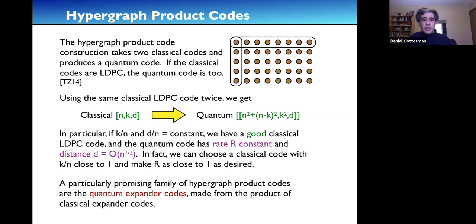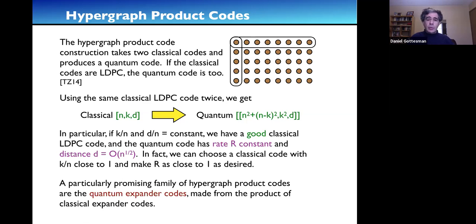So in particular, if you take an [n, k, d] classical LDPC code and you take the hypergraph product with itself, then you get a quantum code that has n squared plus n minus k squared physical qubits, so order n squared physical qubits, k squared logical qubits. So the rate is order k squared over n squared, which is the square of the classical rate k over n. So if k over n was constant, then k squared over n squared is also constant. And the distance, however, is just the distance of the classical code.